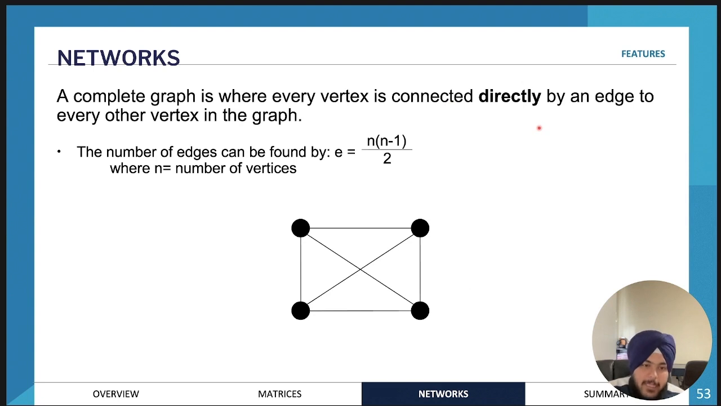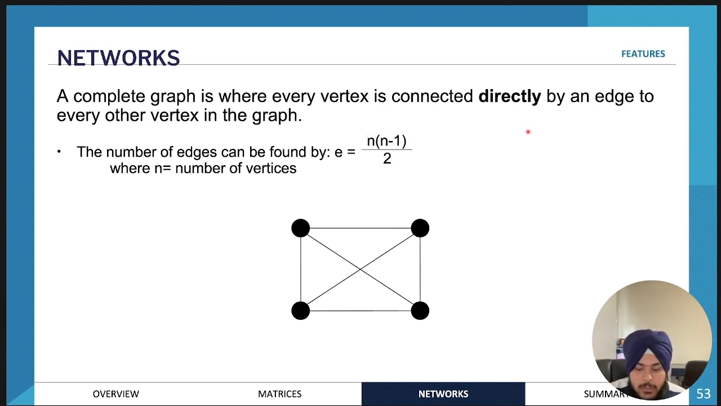Next, we have a complete graph. So a complete graph is a type of connected graph, but a graph in which each vertex is connected directly by an edge to every other vertex in the graph. So all vertices must be connected to all other vertices in the network. So this vertex here must be connected by an edge to this vertex, and this vertex. And to calculate the number of edges that are required, you will use this formula. So edges is equal to n(n minus 1) over 2, where n represents the number of vertices.